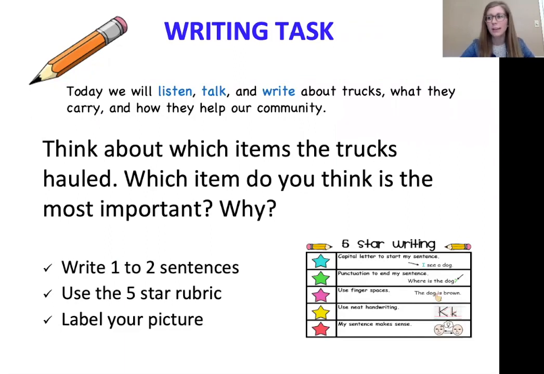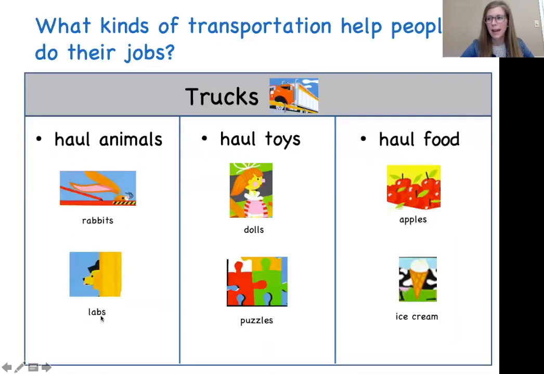I am going to choose labs. So let's go back and look at our concept map. You choose one of these items to tell your opinion about which one you think is the most important item. So I'm going to choose labs. When I begin my sentence, I will start with, "I think labs are the most important thing that trucks carry." So that's my opinion. Then I need to tell you why I think that's the most important thing. I'm going to write, labs are important because they are pets for many families.